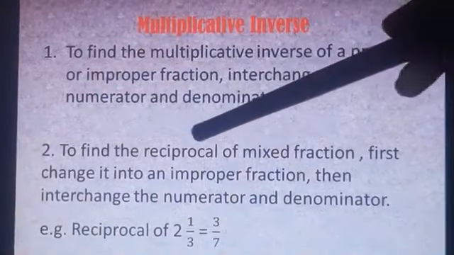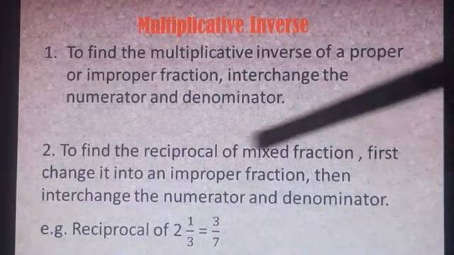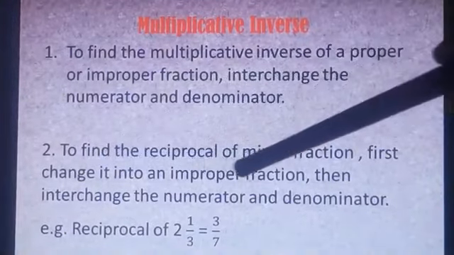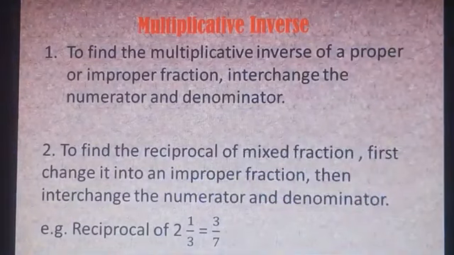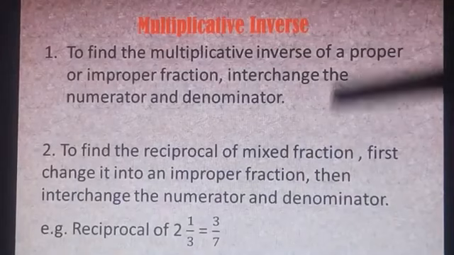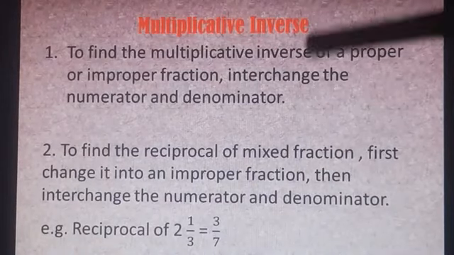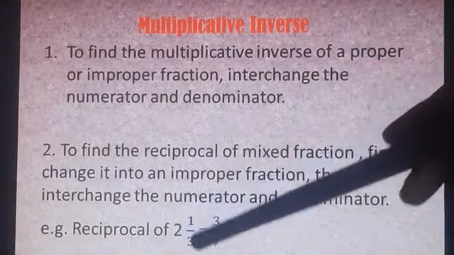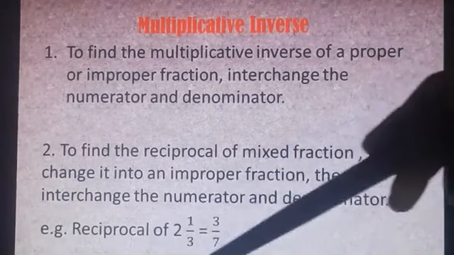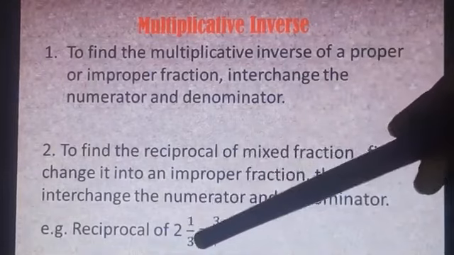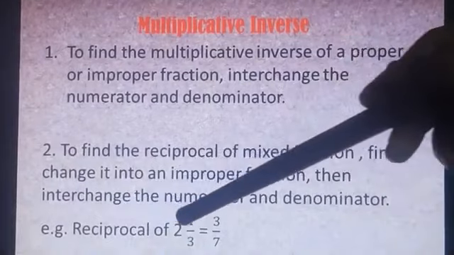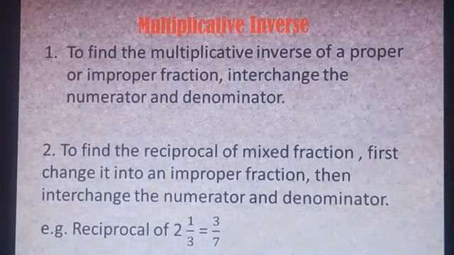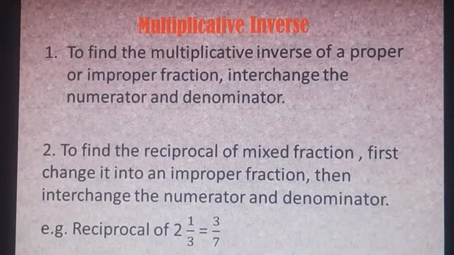Number 2, to find the reciprocal of a mixed fraction, first change it into an improper fraction and then interchange the numerator and denominator. Means if we are asked to find the multiplicative inverse or reciprocal, and a mixed fraction is given like this, 2 whole 1 upon 3, then directly we can't find the reciprocal of this. So what will we do first? 3 twos are 6 plus 1. It is now 7 upon 3. So the reciprocal of 7 upon 3 will become 3 upon 7. Understood?